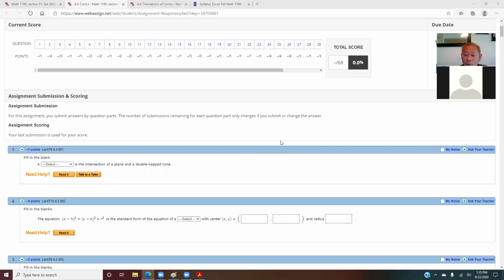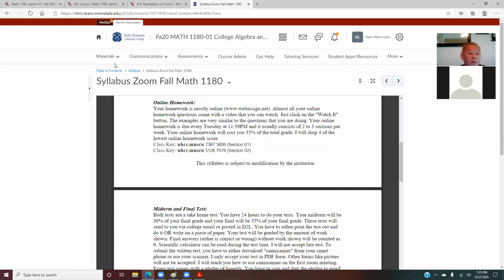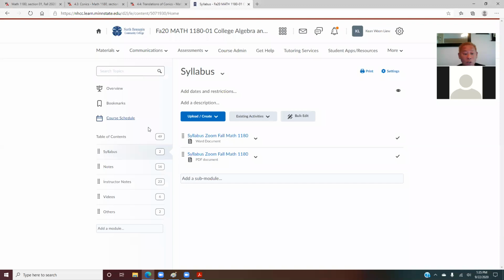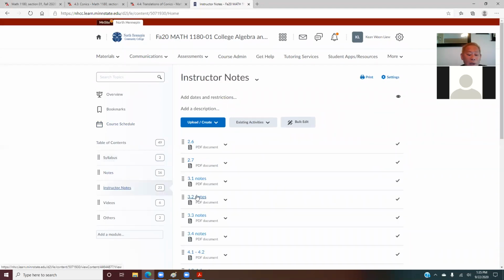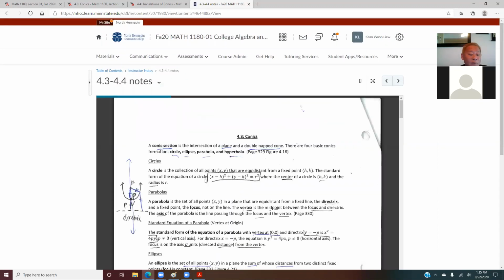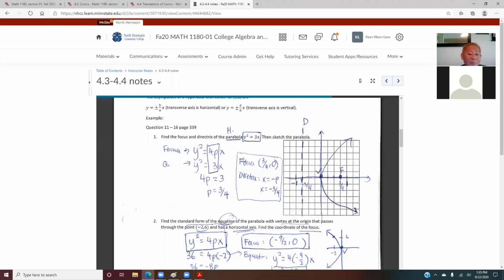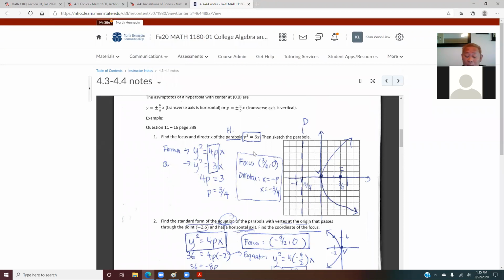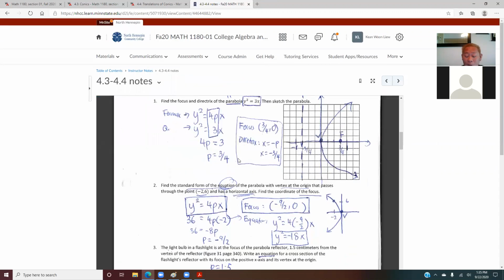First thing I'll point out is I don't know if you guys know my notes. Go under Material, go under Content, and you will get what we call instructor notes. Then you will get the 4.3 and 4.4 notes. If you click on it, you get my notes. All the examples underneath are coming from the book or from your homework. So if you are stuck on some questions, there will be something similar to that in your notes here. That is something I would recommend so you can figure out what's going on.